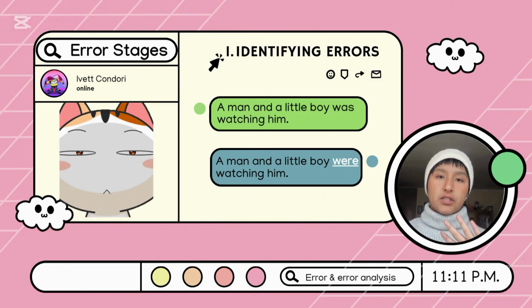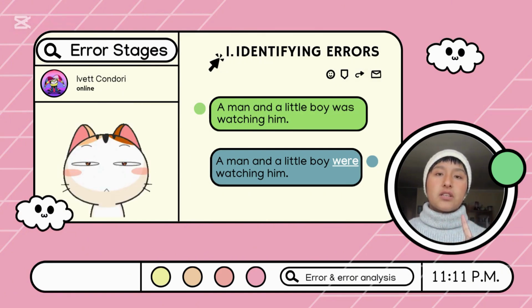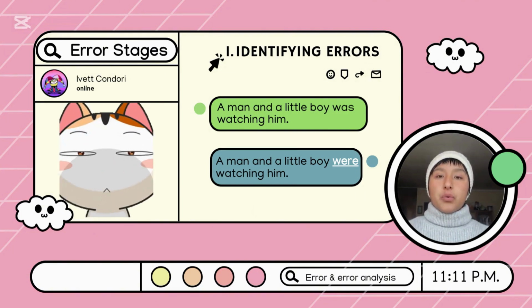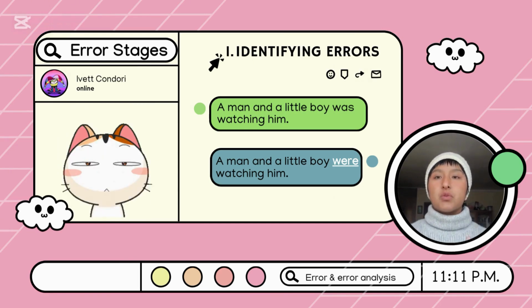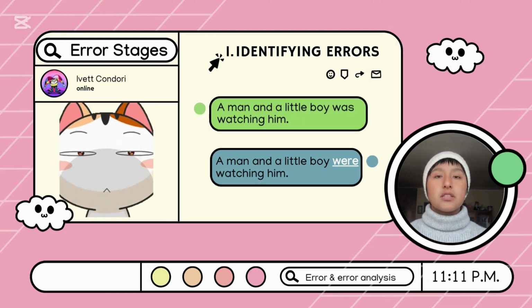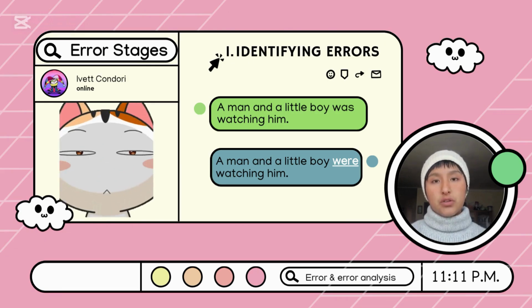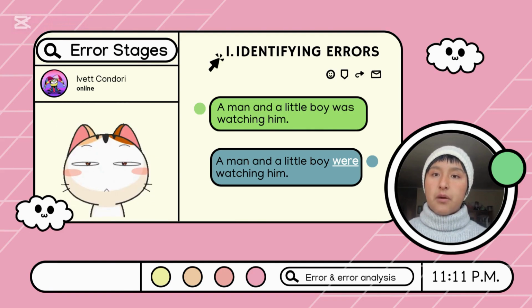Taking that into account, we can move on to the error stages. We have 4 error stages. The first one is identifying errors. In this stage, we compare the sentences the learner produces with the correct form that corresponds to them in the target language. For example, here we have "a man and a little boy was watching him." This is wrong. So what are we doing? We're identifying. The sentence would be "a man and a little boy were watching him."